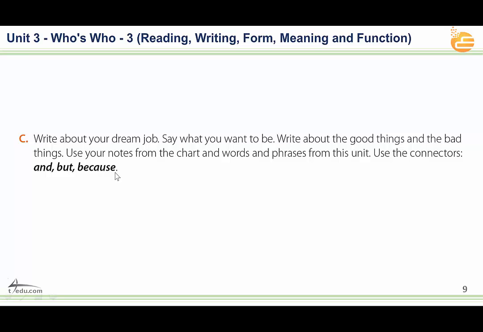Okay, so first of all, after we finish this lesson, I want you to write about your dream job, the job that you want to be. Say what you want to be. What do you want to be? Why do you want to be in this job? Write about the good things. The first good thing, the second, the third, more things that you consider good. And write about the bad things also. What is bad about this job?